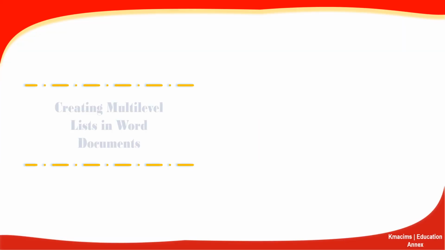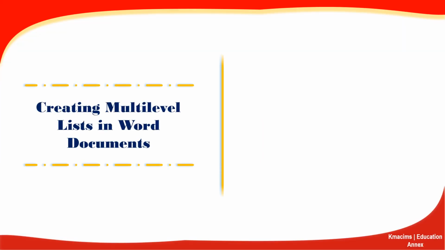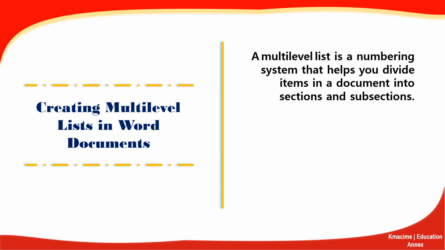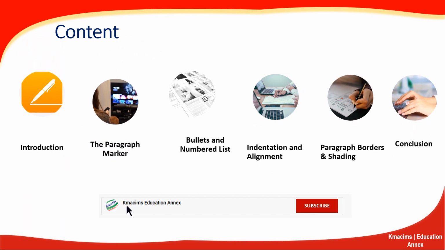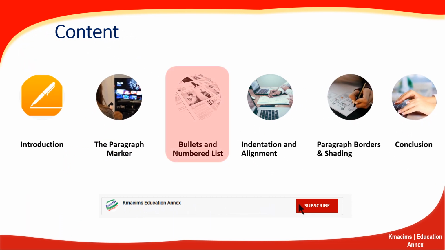A multi-level list is a numbering system that helps you divide items in a document into sections and subsections. Items within a subsection are indented to signify their numbering level. In multi-level numbering, you can use the combination of bullets and numbering to itemize your list. Let's look at how to create a multi-level list.